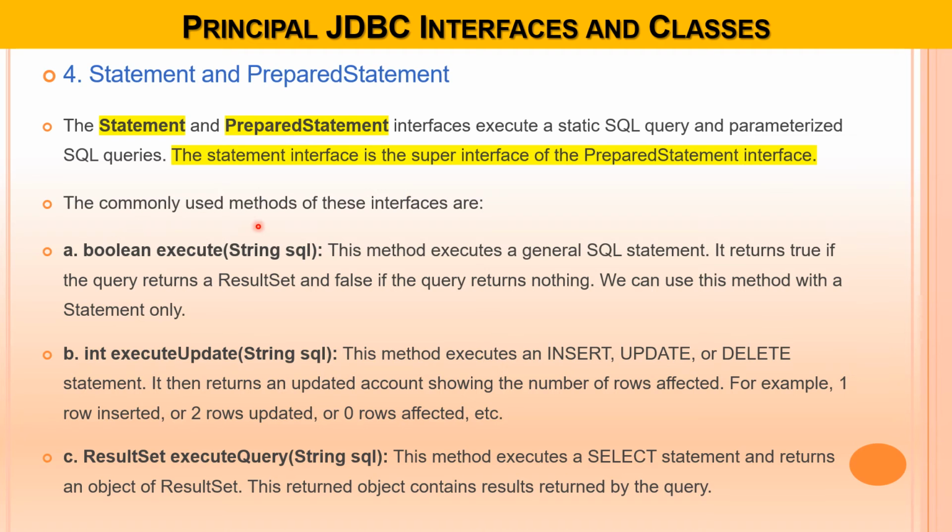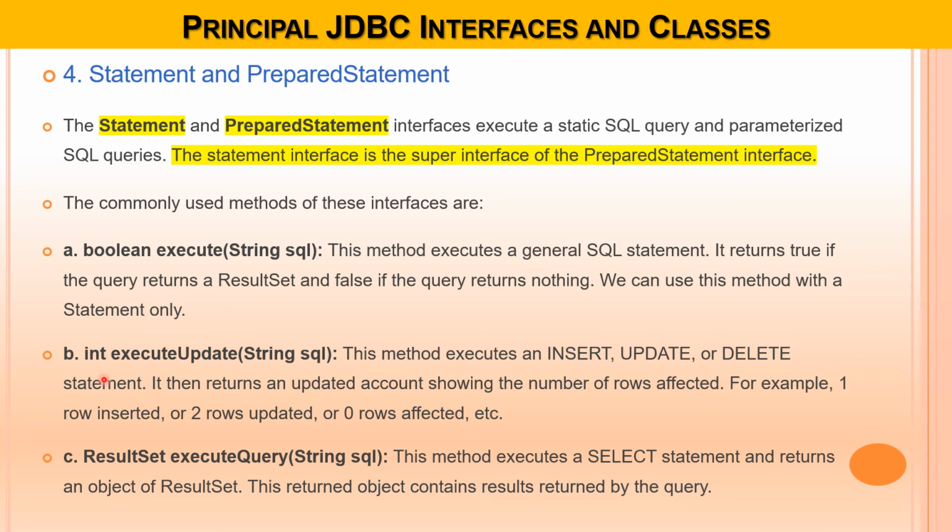Now there are three commonly used methods for these interfaces. The first is boolean execute(String sql). This method will execute a general SQL statement and return true if the query returns a result set, and false if the query returns nothing. We can use this method with a Statement only, since Statement is the superior interface compared to PreparedStatement.